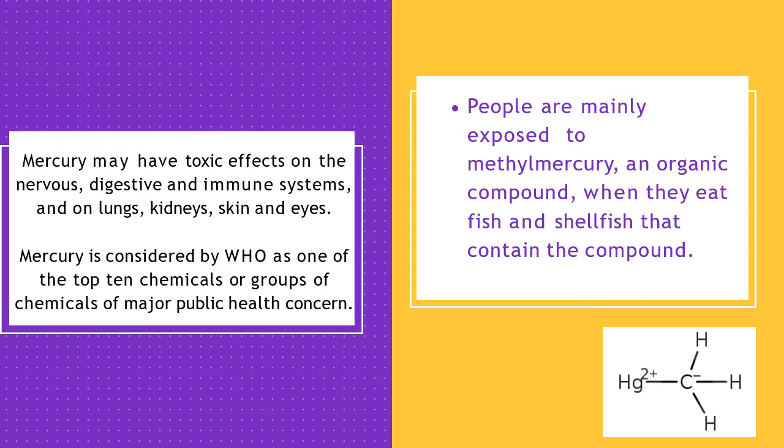Mercury may have toxic effects on the nervous, digestive, and immune systems, and also on lungs, kidneys, skin, and eyes. Mercury is considered by WHO as one of the top 10 chemical groups of major public health concern. People are majorly exposed to methyl mercury, an organic compound, when they eat fish and shellfish that contain the compound. The structure of methyl mercury is shown here in the picture.